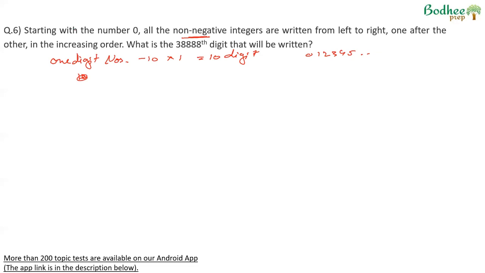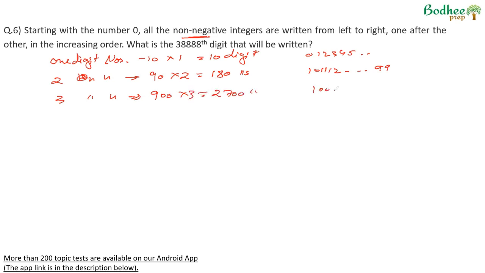If you look at two-digit numbers, there are 90 two-digit numbers from 10 to 99, each having two digits, therefore 180 digits will be written, when we write 10, 11, 12, 13 and so on till 99. If you look at three-digit numbers, there are 900 three-digit numbers, each having three digits. So 2700 digits will be written.